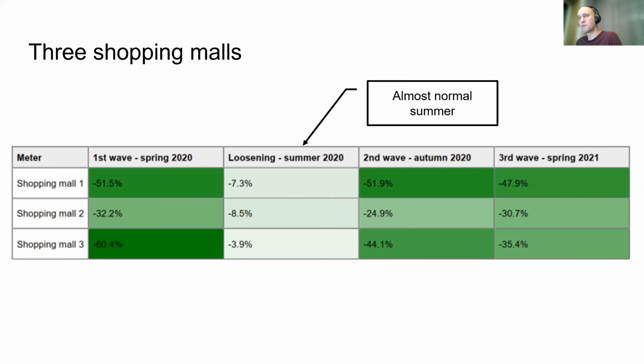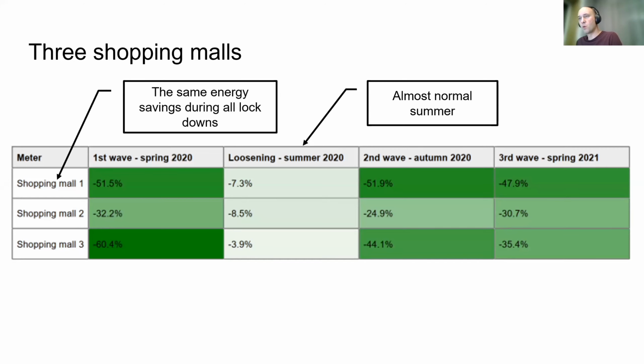numbers in the cells. So in each column is one particular period. So first wave in the spring, first lockdown, loosening during the summer, second wave in the autumn, and third wave in spring 21. And in each column is the difference from the normal, from the baseline that was 2019. And in the summer, we can see that things almost returned to normal. So the buildings were consuming almost the same amount of energy as before, as 1 year before.